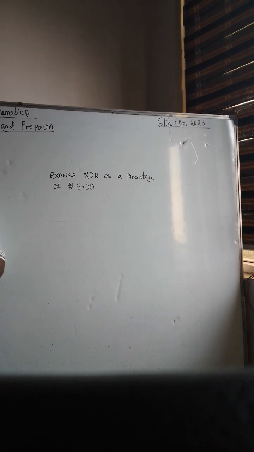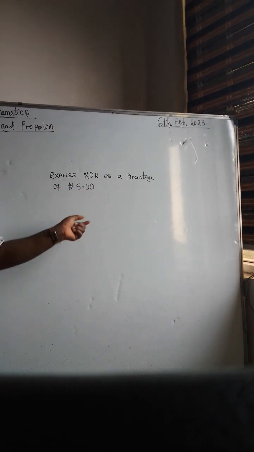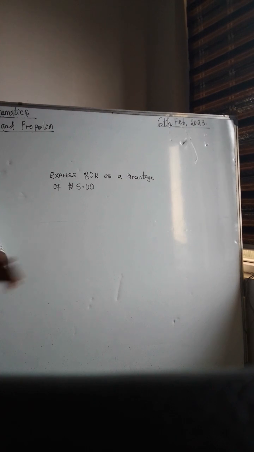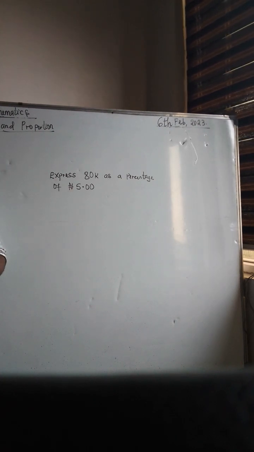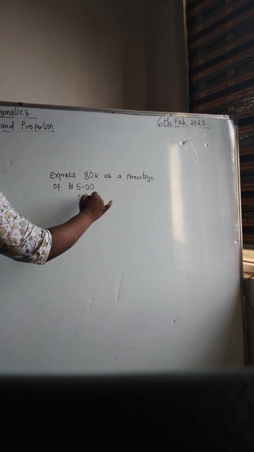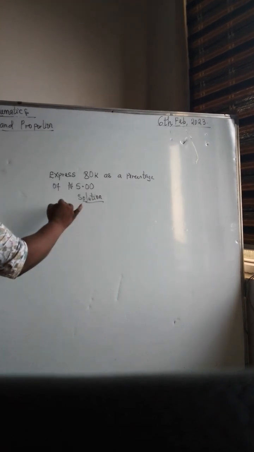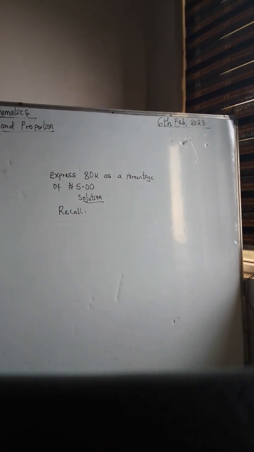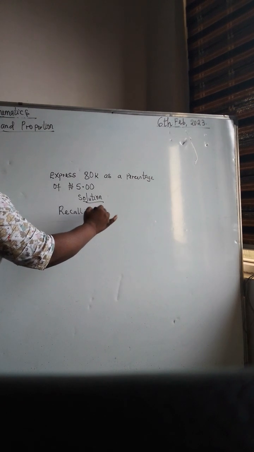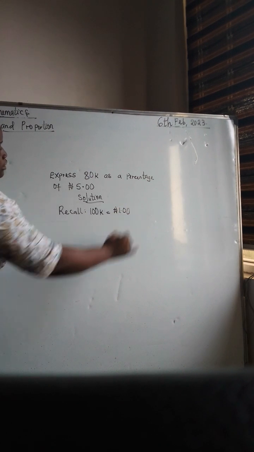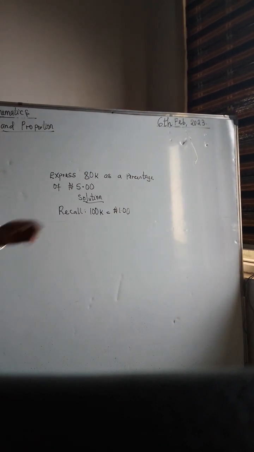But since we're looking at quantities here, the first thing you should take note of is the relationship that exists between naira and kobo, or kobo and naira. And what do we know? We know that it takes 100 kobo to make a naira. Is that true? Alright. So the solution to this: recall. You have to recall first. What are you recalling? You're recalling that 100 kobo is a naira. You're recalling the relationship between the two units here.